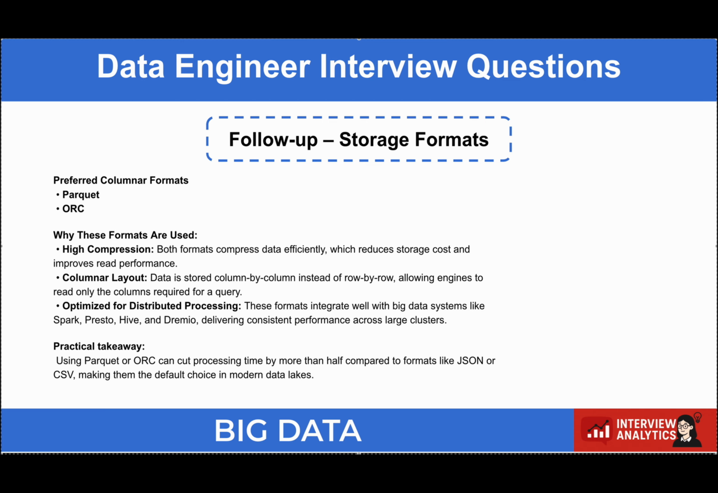The columnar layout enables data to be stored column by column instead of row by row, allowing engines to read only the columns required for a query. For example, if we are only fetching one column, it does not read the other columns of that data. They are optimized for distributed data processing. These formats integrate well with big data systems like Spark and Hive, delivering consistent performance across large clusters.